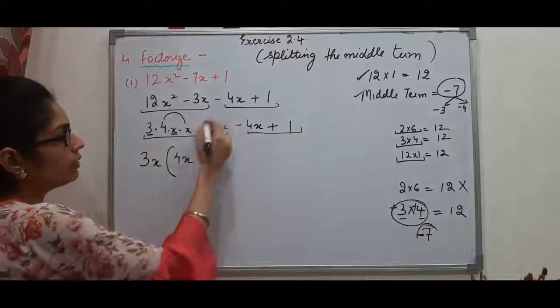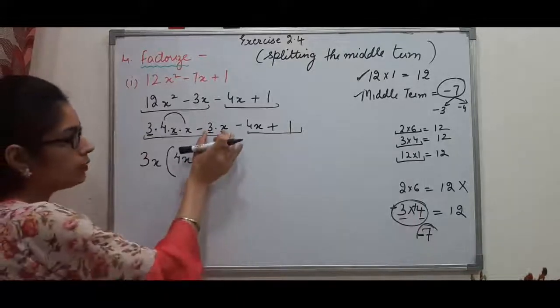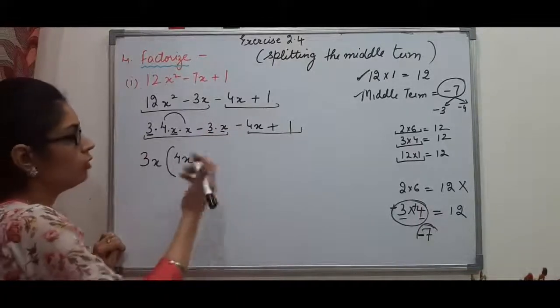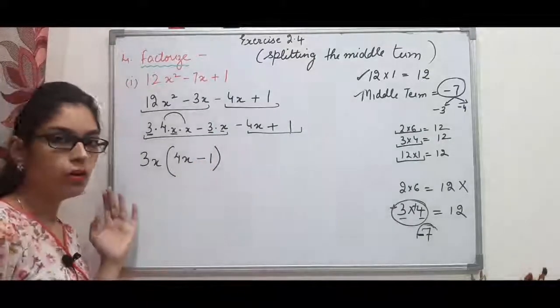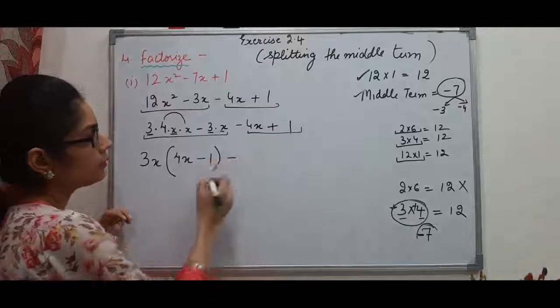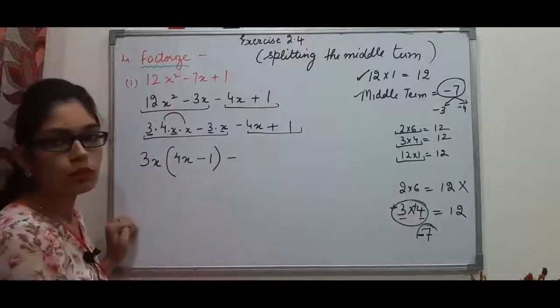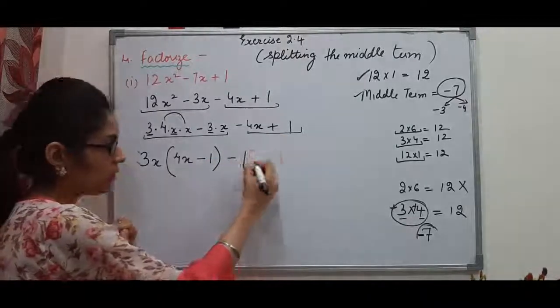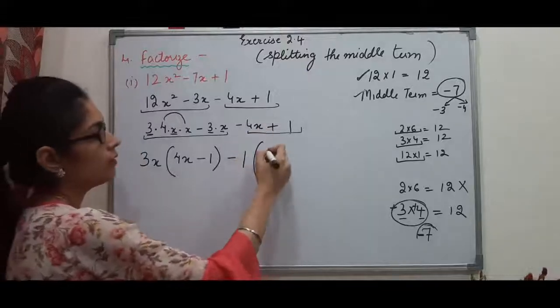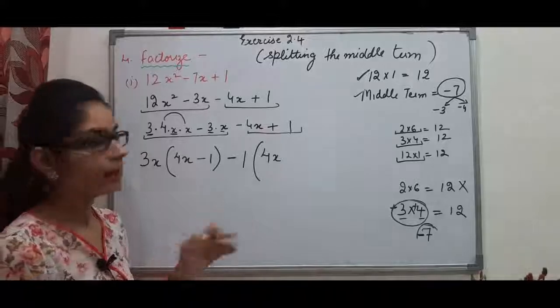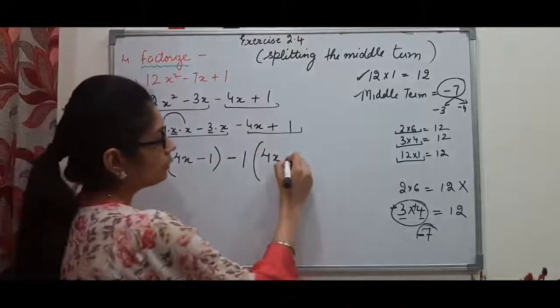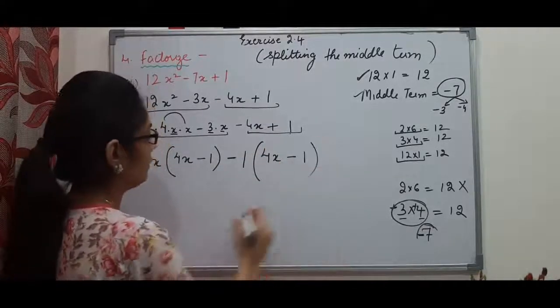So 4x. Here nothing is there because the complete 3x term I have written outside. So for the full term I will write only 1 because the full term I have taken common. Minus, so here nothing is common, only 1 is there, so I will write 1 here. Then 4x. Whenever a minus sign is outside the bracket you have to change the inside sign. So plus will be changed into minus like this.